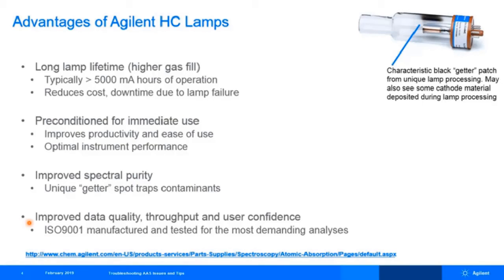Of course, the other reason for wanting to work with Agilent lamps is all about Agilent quality. Agilent lamps are manufactured in an ISO 9001 certified environment and use proven processing steps. Prior to shipment, every lamp is analytically tested to ensure that it meets Agilent's demanding standards for intensity, noise, and stability.